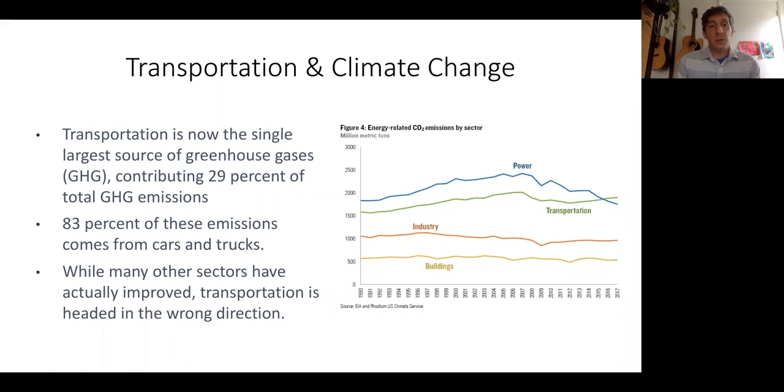When we talk about transportation and climate change, and I think the next panelist is going to address this, so I won't spend too much time, transportation is now the single largest source of greenhouse gases. Other sectors, as you can see in that chart on the right, are staying relatively flat or even declining, but transportation is increasing. 83% of greenhouse gas emissions in transportation come from cars and trucks. And so with other sectors declining, we have a real problem on our hands in this sector. Next slide, please.